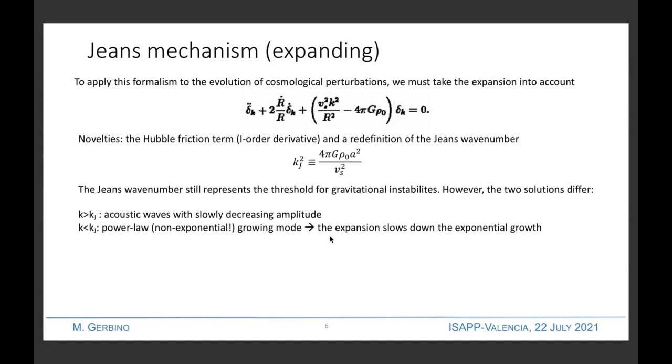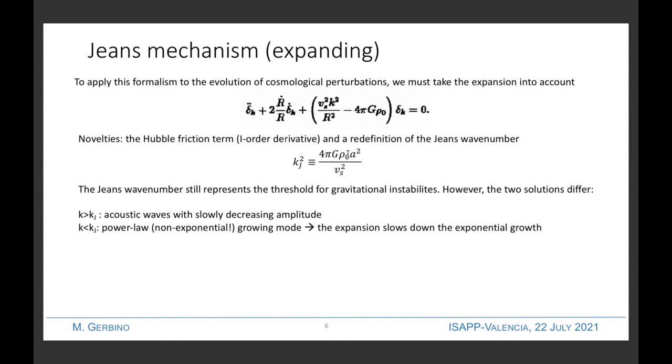So the second order differential equation that we have written before must be complemented with this additional second term here, which depends on the first derivative of the density perturbation and is telling us what the effect of the expansion is on the evolution of perturbation. This is called the Hubble friction term and is telling us how the expansion is modifying the growth of structure within this Jeans mechanism. Again, we can of course define the Jeans wave number also in this case, simply by rewriting the terms that appear in square brackets.